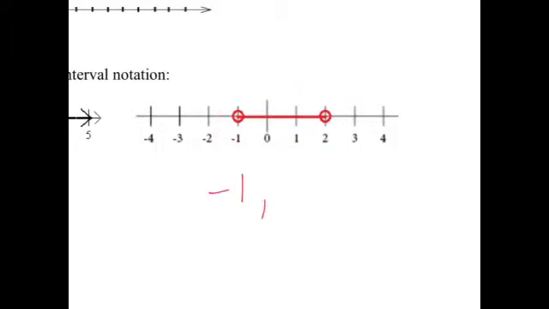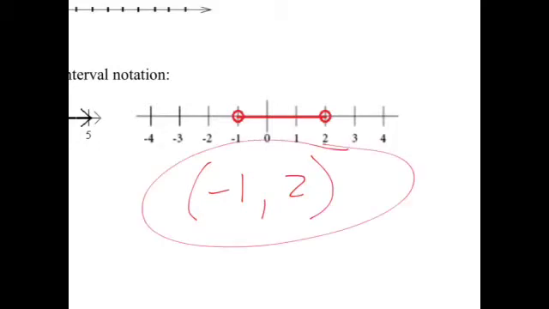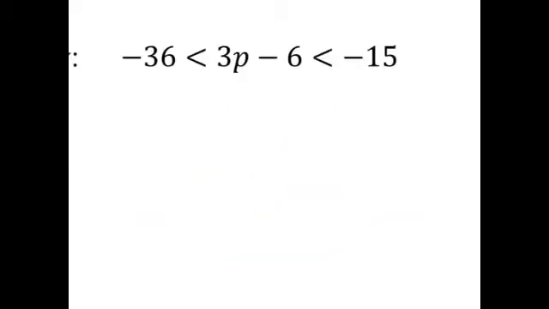Moving on to 7, we have shading here just between 2 different numbers. Those numbers are -1 and 2. And since both of these are open circles, I'm going to have open brackets on each end, and that one's done. -1 to 2.